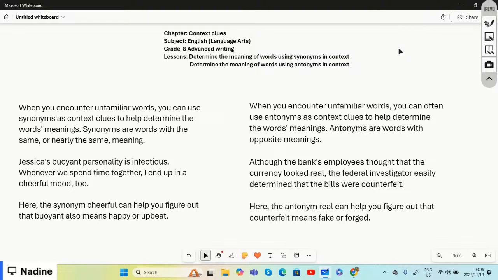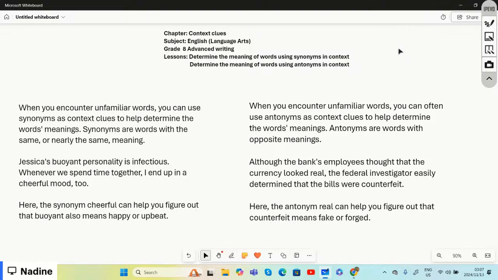So we are going to be determining the meaning of words using context clues. Once again, if you are unfamiliar with certain words, you can use synonyms or you can use antonyms as context clues to help you determine the words' meaning. Synonyms are words with the same or almost the same meaning, and antonyms are words with the opposite meaning.